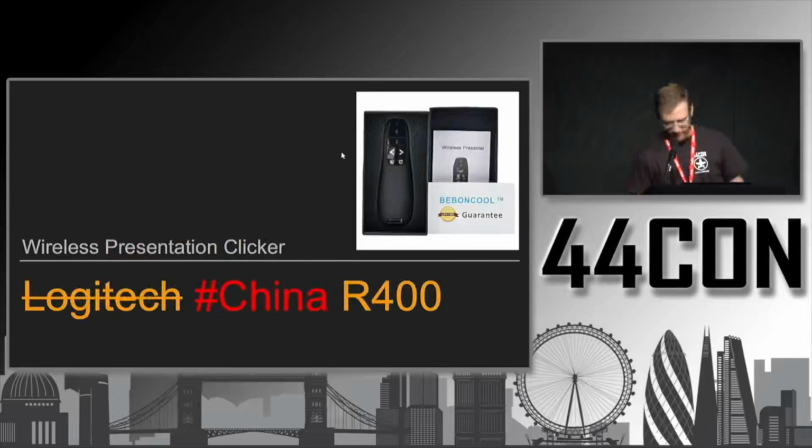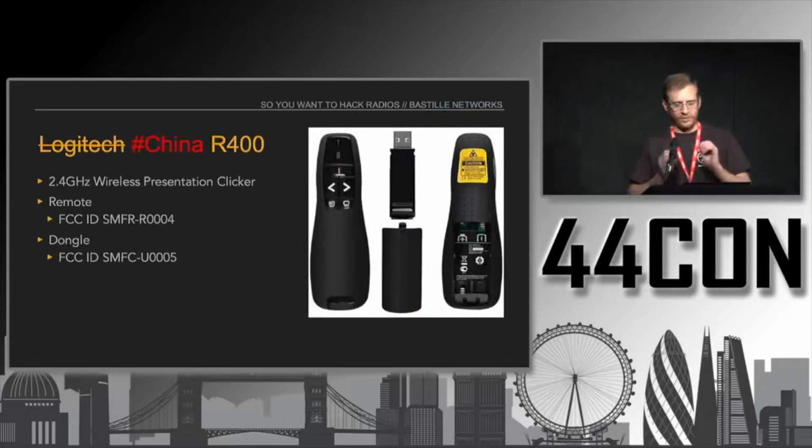So now we'll take a look at this presentation clicker, which is something that looks like the Logitech R400, a common, well-known device. In this case, it's from a company called Cool. And I saw this on Amazon and ordered it to see exactly what was going on. And so this is the image on the right from the Amazon page, and it looks identical to the Logitech device. In this case, we have an FCC ID on both the dongle and the clicker.